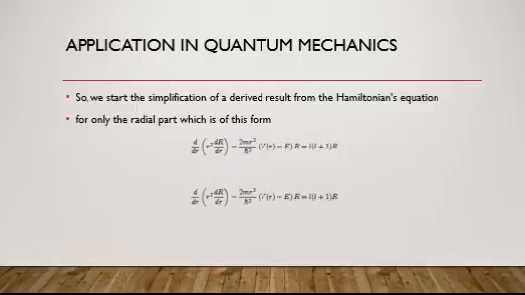So we start the simplification of the derived result from the Hamiltonian's equation for only the radial part, which is of the form d/dr (r² dR/dr) − (2mr²/ħ²)(V(r) − E) R = L(L+1) R. We can simplify this equation by isolating the leading derivatives by substitution.